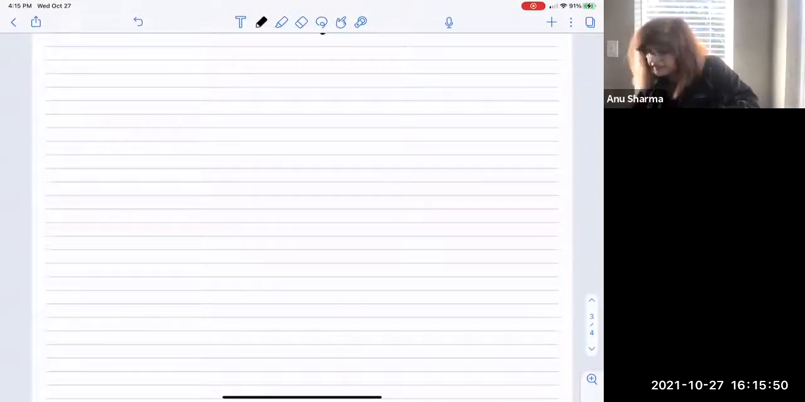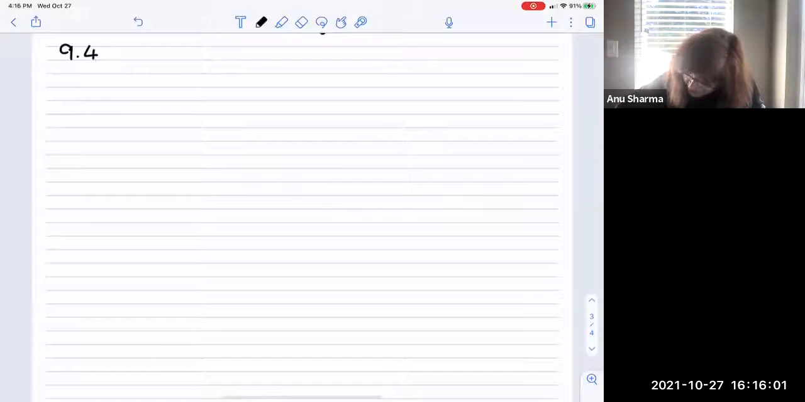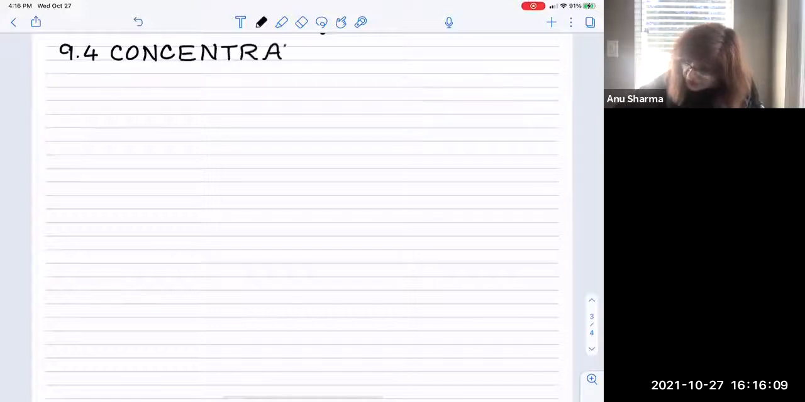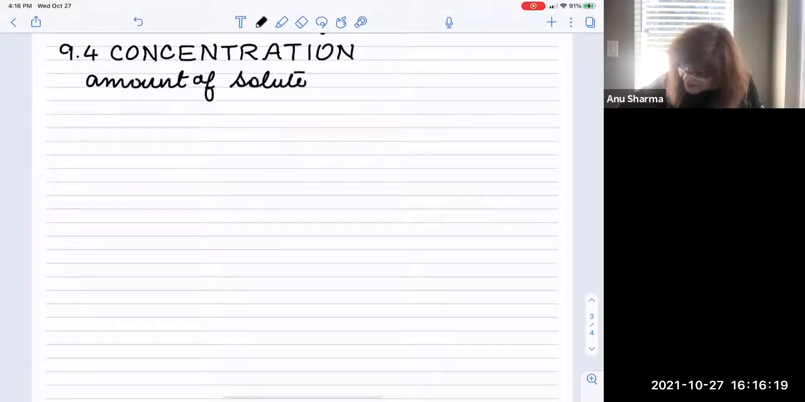Now let's look at the next part, which is the solution concentration, and that is 9.4. When we talk about concentration, concentration means the amount of solute present in the total solution.